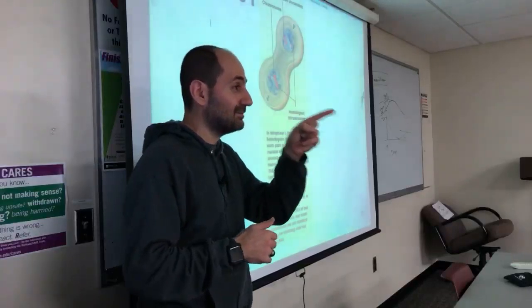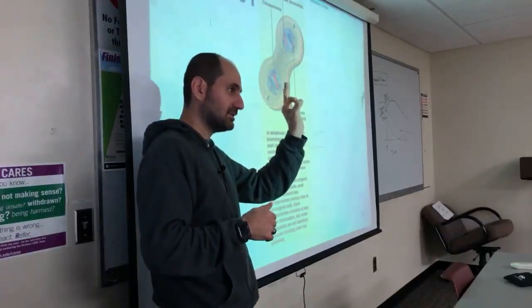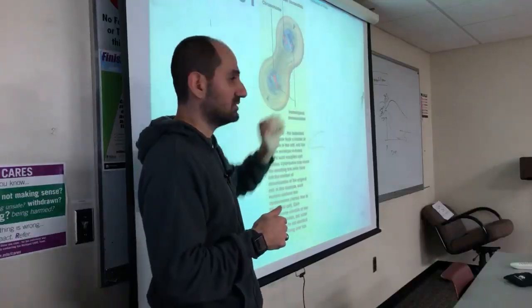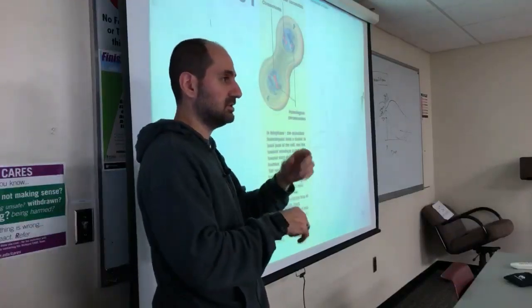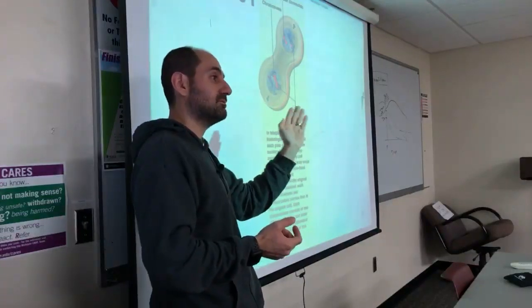But you're keeping the same number of chromosomes because the original germ cell had 46 chromosomes. Right, the original. And now you have 46, 46. So you didn't do equational division. You didn't decrease the number of chromosomes, but you did decrease the ploidy from diploid to haploid.